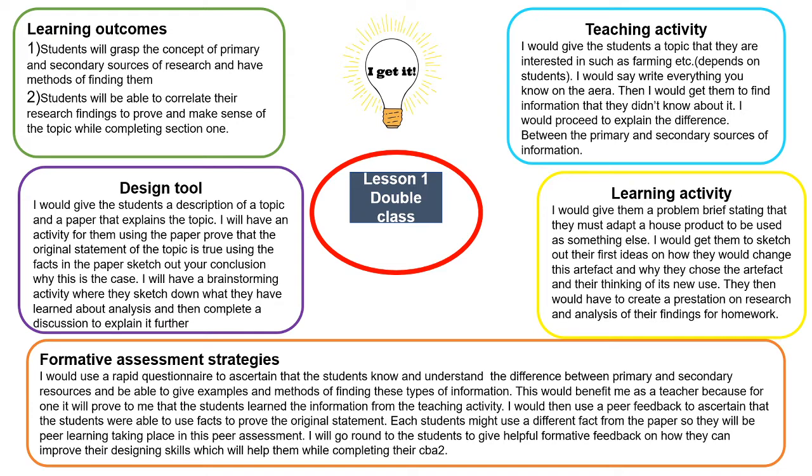For the first lesson, I would give a topic that they're all interested in to teach them about primary and secondary resources. The reason why I'd pick something that the students are interested in, such as farming in some schools, would be that they would like doing it and therefore they get interested in it from the start. If we don't pitch an activity to students from the start, they won't learn about it. They'll get uninterested.